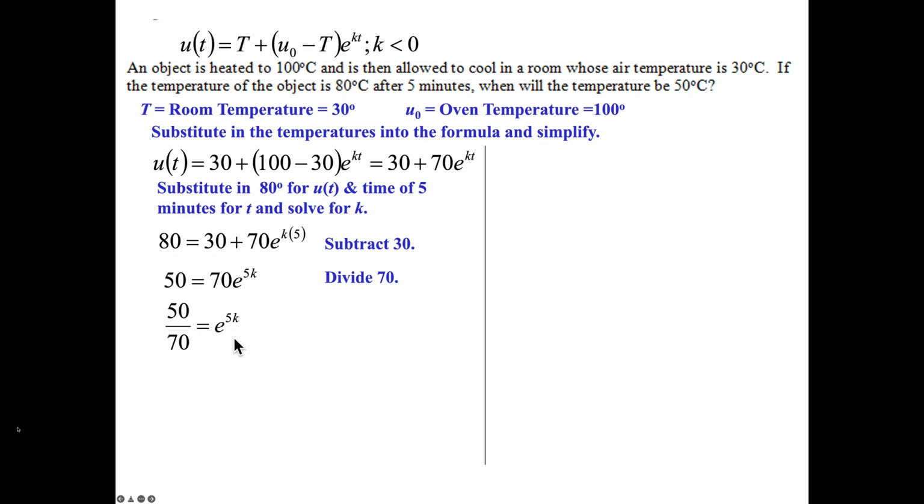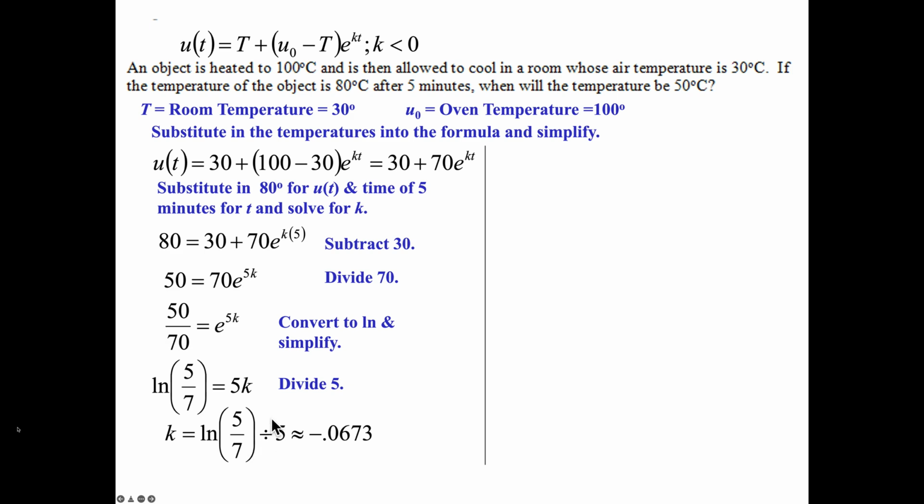And then we're going to divide over the 70 to get the base e by itself. And then once the exponential is by itself, you're going to convert it into a natural log. So the natural log of 5 over 7, all I did was cancel the zeros, is equal to the exponent, 5k. Divide the 5 over, go to our calculator in the home screen, natural log of 5 divided by 7, close the parentheses, divided by 5, approximately negative 0.0673. And again, my MyMathLab usually goes to 4 decimal places with the finding of the rate, the decay rate or growth rate.